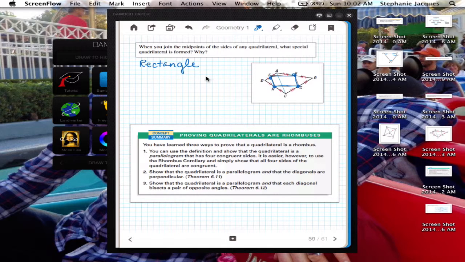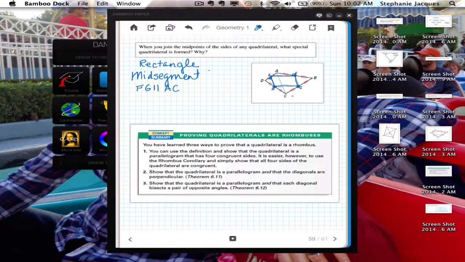Okay, so when we're doing this, we know it forms a rectangle, but we need to prove why it does. So I'm going to use the mid-segment theorem. The mid-segment theorem states that when you connect the mid-segments, FG is going to be parallel to AC.